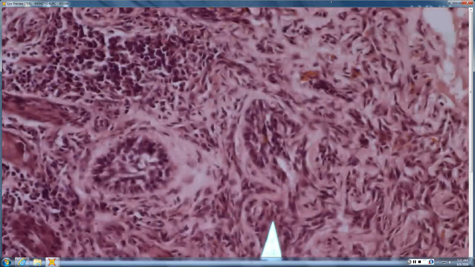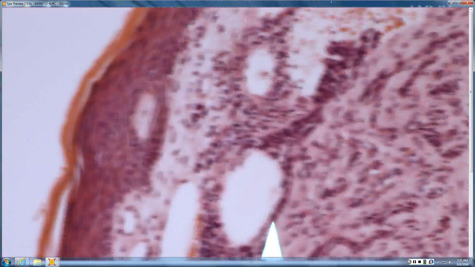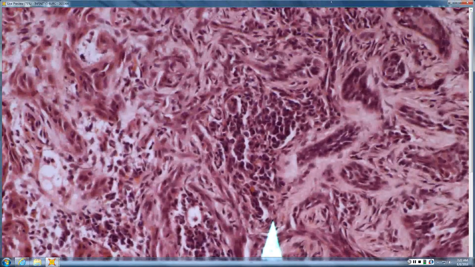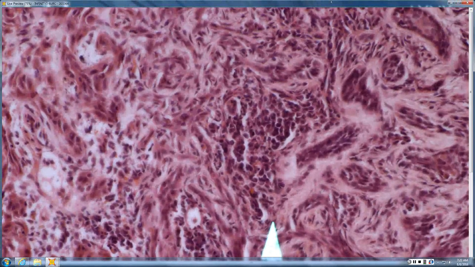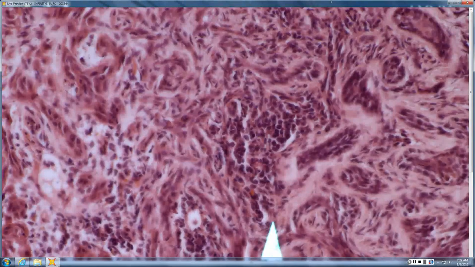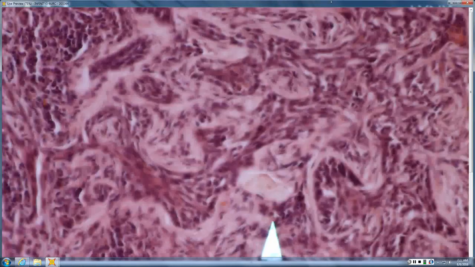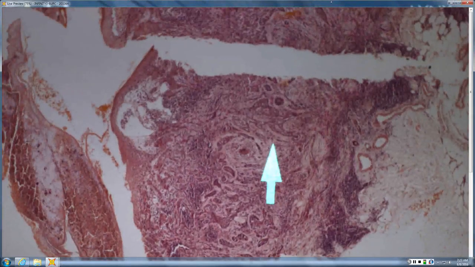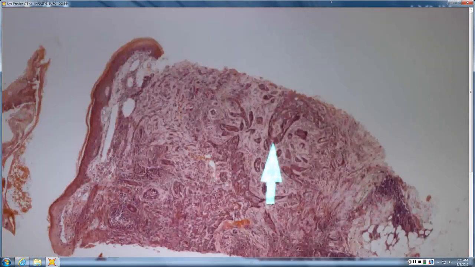So, what are you guys thinking about this one? What are we going to call it? Not a Merkel, because that looks really bland. For a morpheiform BCC, the stroma would be pinker. This is pinker, right? Because it's not as blue and myxoid, but it's still got that homogenized look, not like the ropey collagen in the dermis where you get clefting between it. So yes, this is a morpheiform basal cell.